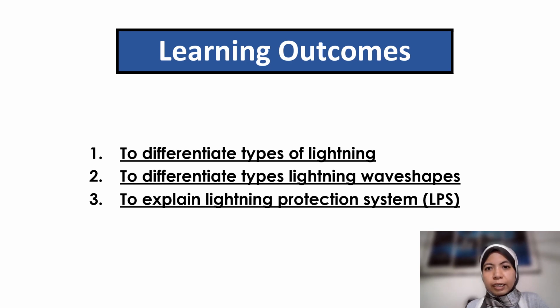So these are the learning outcomes for lightning over voltage. The first one is to differentiate types of lightning. The second one is to differentiate types of lightning wave shape. And the third one is to explain lightning protection system.